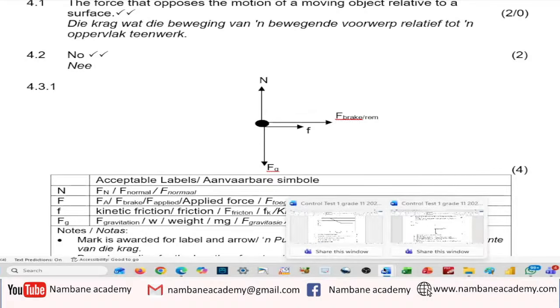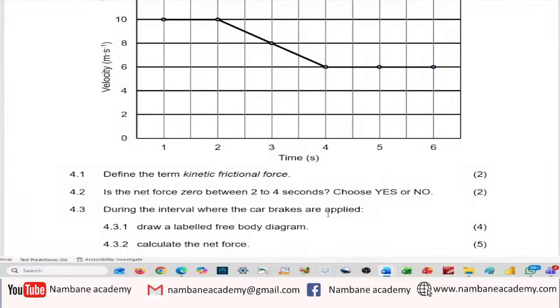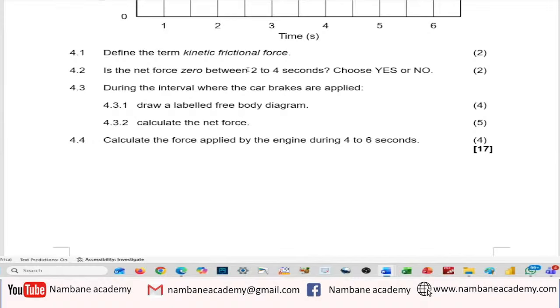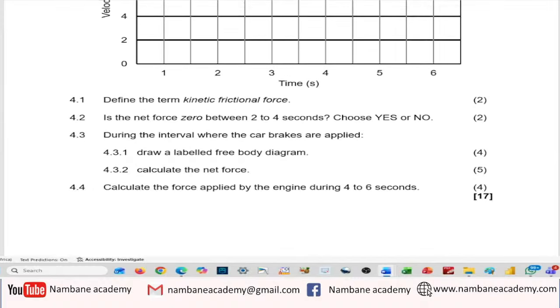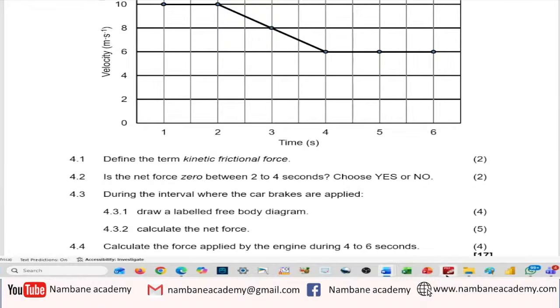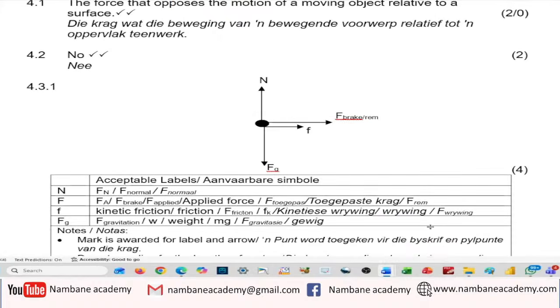Then 4.3. During the interval where the brakes are applied, the learners must realize where the brakes are applied. It will obviously be where the velocity is decreasing, and that will be between 2 and 4 seconds. So during the interval where the car brakes are applied, they were expected to answer questions based on that time interval. And that time interval will be between 2 seconds and 4 seconds.